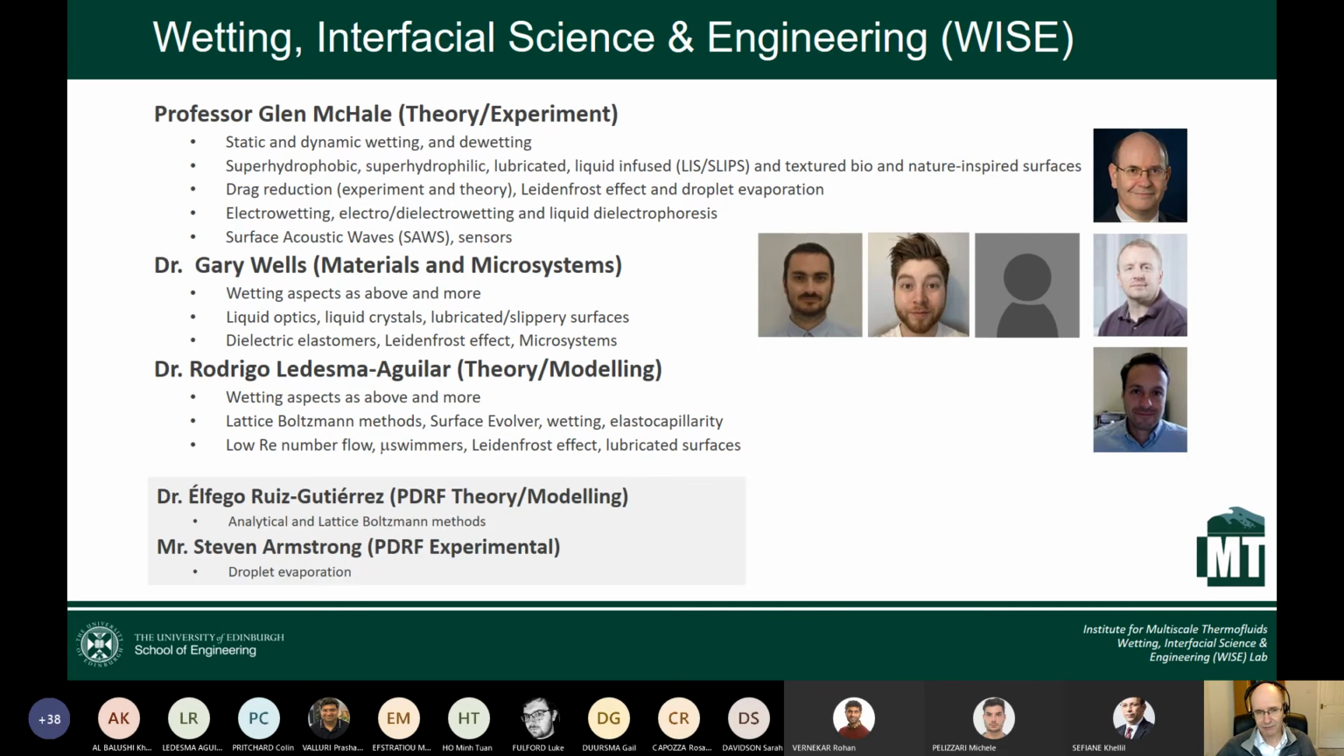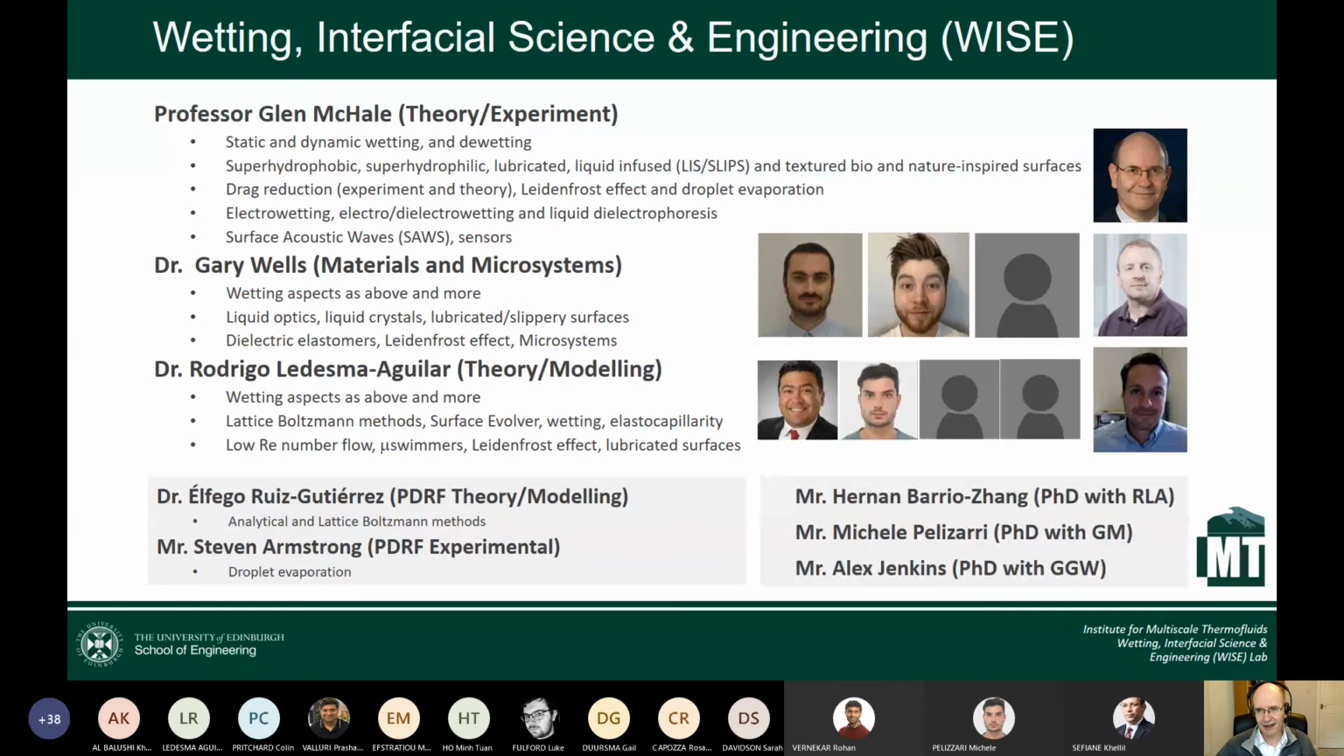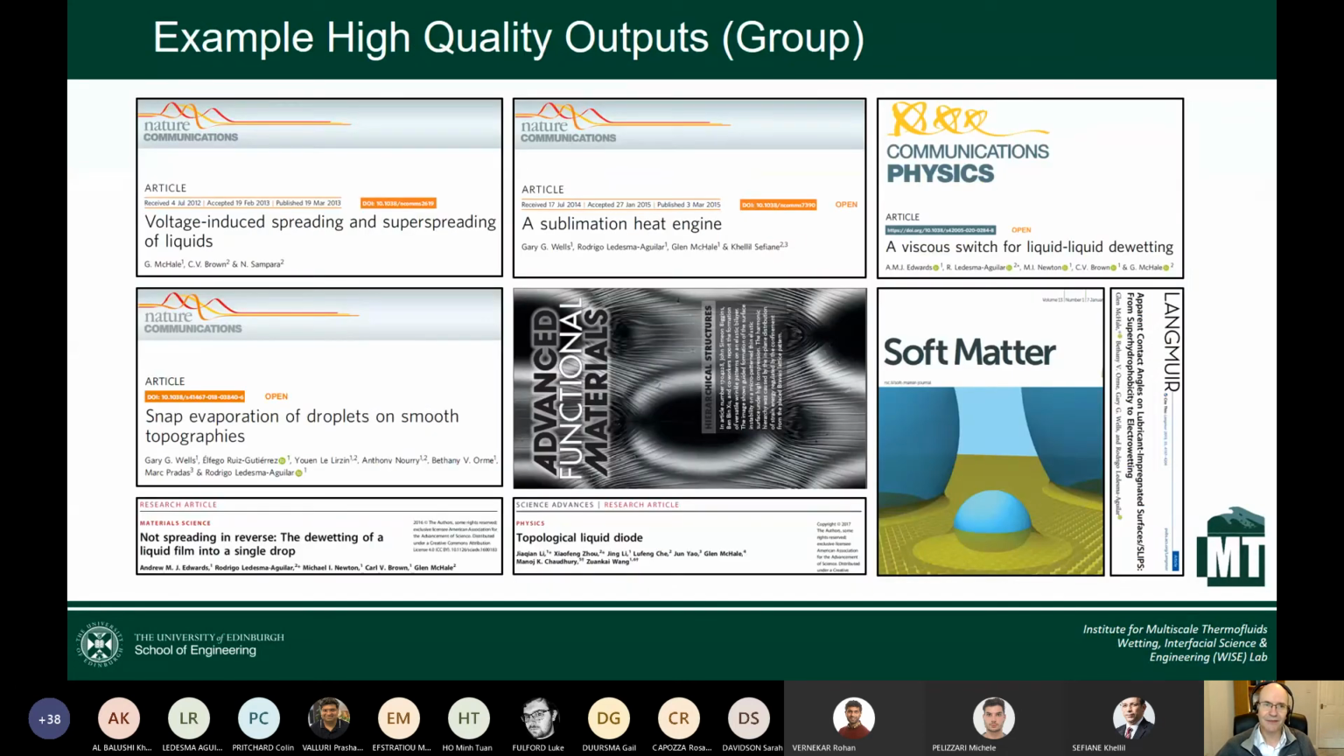And we currently here in Edinburgh have two postdocs, Elfiger working on the theory side, Stephen working on the experimental side, and we have a new EPSRC project starting, so there'll be a third postdoc joining in March. We also have a few PhD students, Hernan and Michele, who's just joined us. We'll have one joining us soon and a further one joining Rodrigo. So that's the core group here at Edinburgh as a whole. And we do a whole range of work. These are some examples of the types of work we do as a whole.